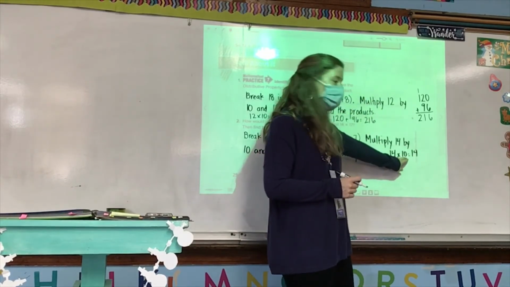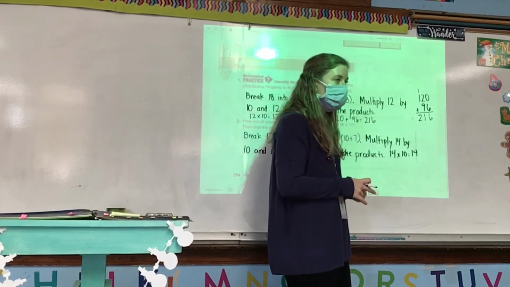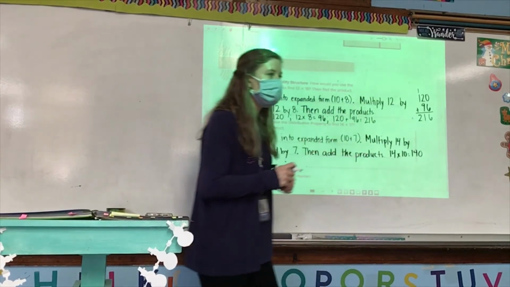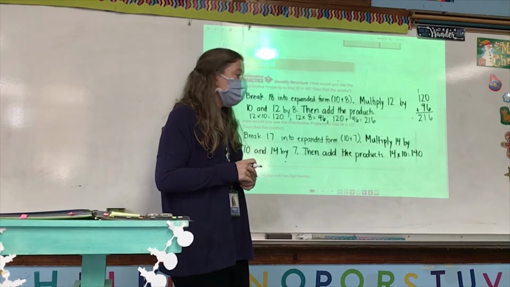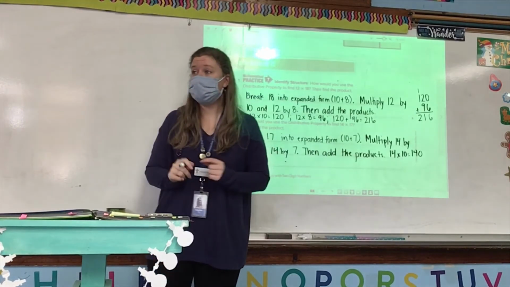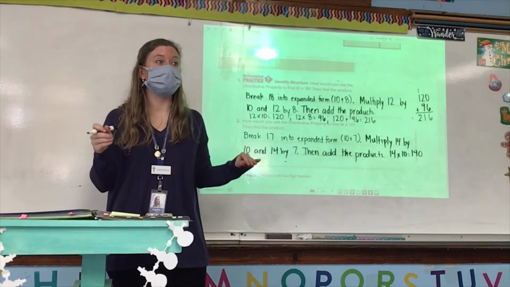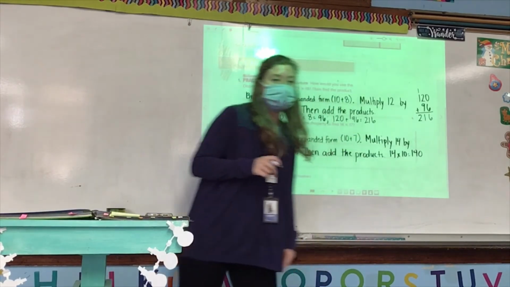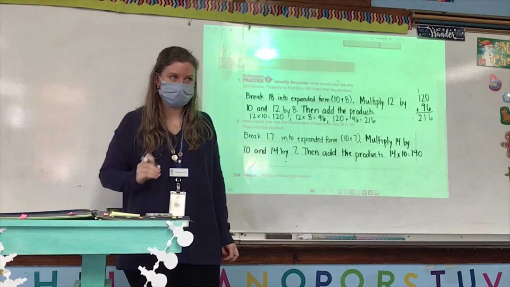No, because we have to remember that 0. Where does that 0 go? At the end of our product. So 14 times 10 is what? 140. Remember, anytime you multiply anything by 10, rewrite the number and put a 0 at the end. Now that's by 10, not a multiple of 10.